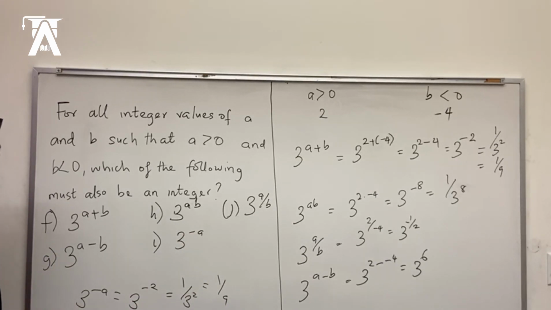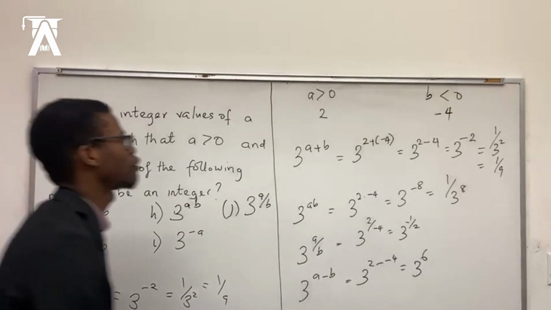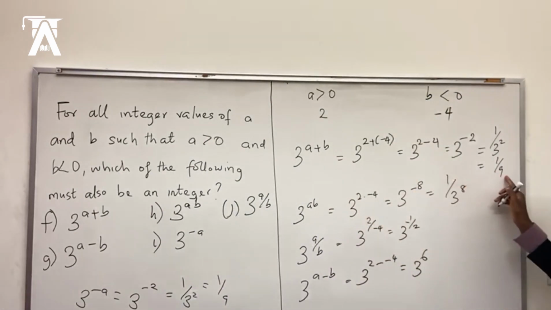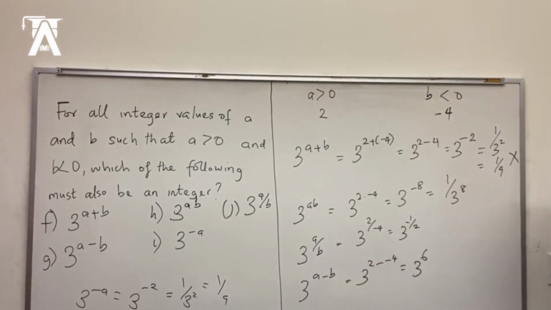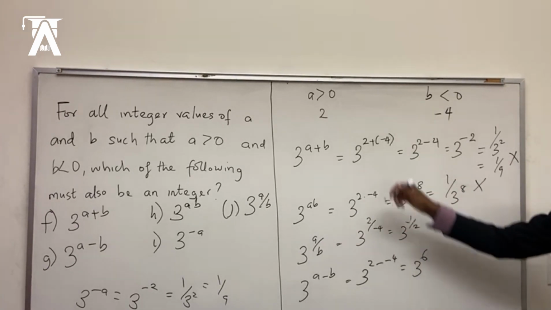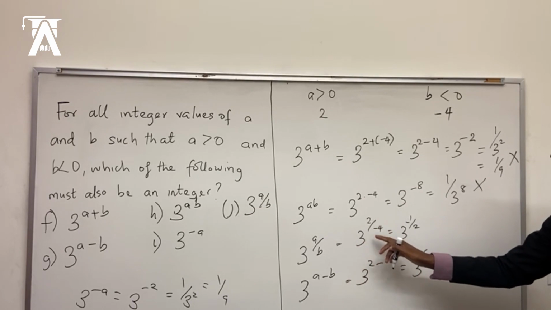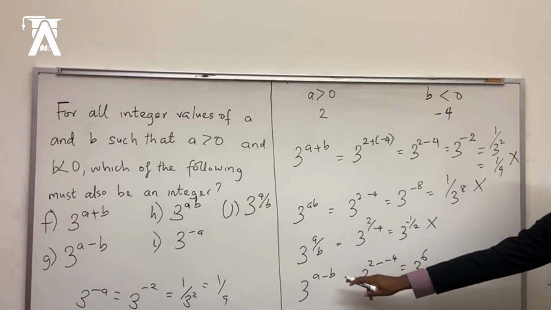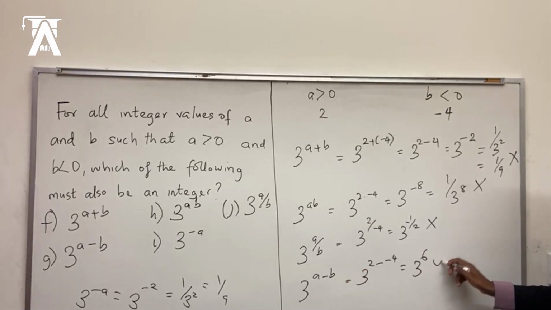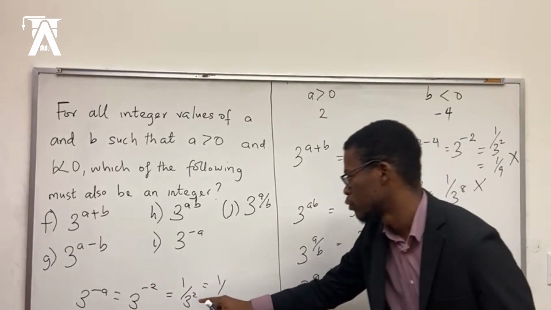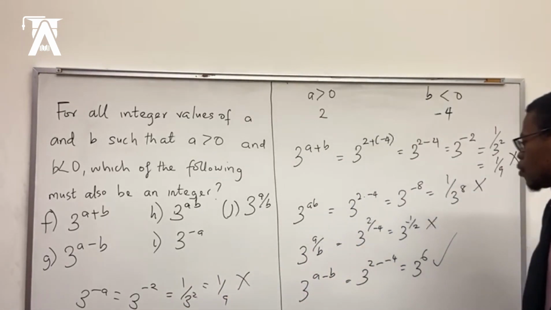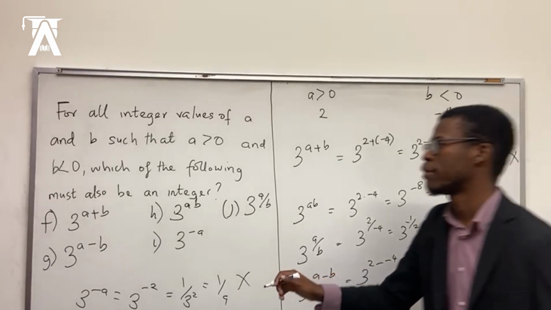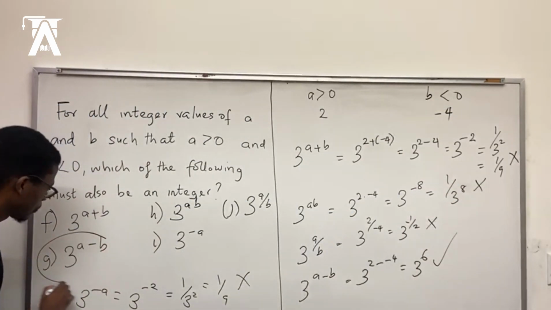So which one is an integer among them? Let's start from here. 3 to the a plus b, we got 1 over 9. That's not an integer. 1 over 3 to the power 8, this is not an integer. A over b, 2 over negative 4, this is not an integer also, because this is a fraction. 3 to the a minus b, 3 to the power 6, this is an integer. Then the last one, 1 over 9 is not an integer. So the answer is 3 to the a minus b, which is this.